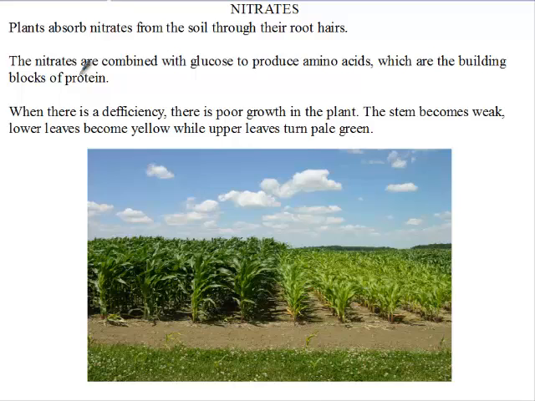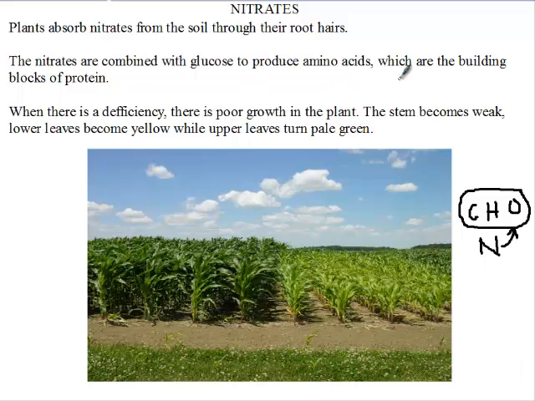When the nitrates get into the plants, they combine with glucose to produce amino acids. When we did biological molecules, we got to see that protein has these elements: carbon, hydrogen, oxygen, with the last element being nitrogen. Now, carbohydrates have carbon, hydrogen, and oxygen only. So when the nitrates get in there, the nitrogen in the nitrates will combine with the glucose to give us our amino acids. These amino acids are the building blocks of protein.